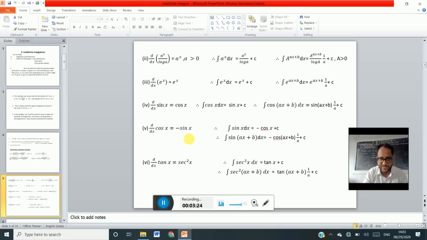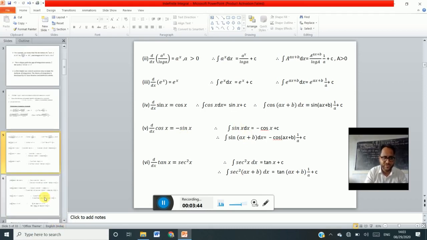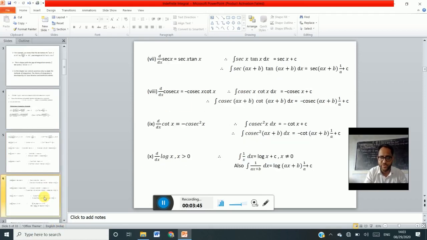Derivative of cos x is minus sin x, therefore the integration of sin x is minus cos x. By using the important result, it is like this. Derivative of tan x is sec square x, so the integration of sec square x is tan x. Using the important result, it is like this. So all the formulas are written in your textbook. See and note them down in your notebook.